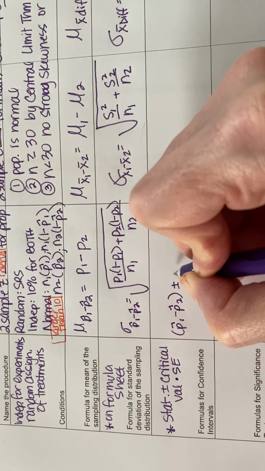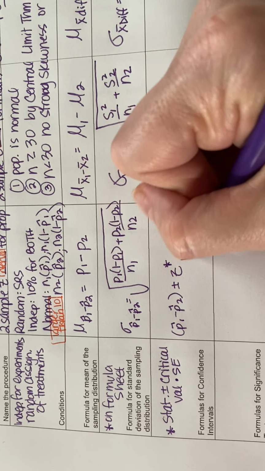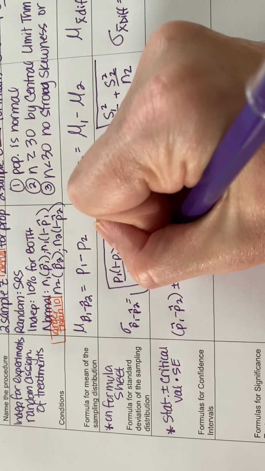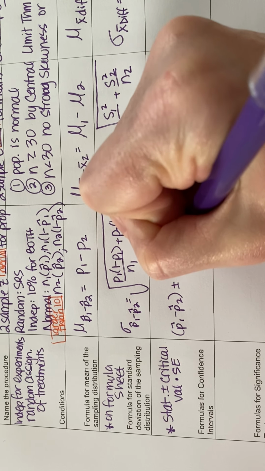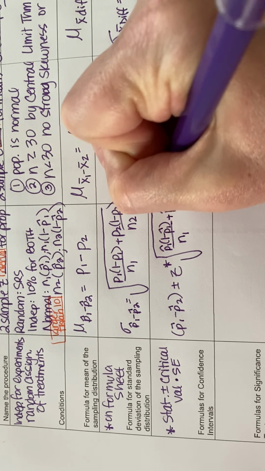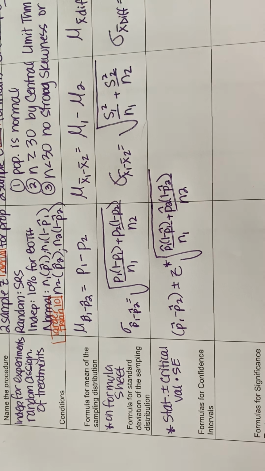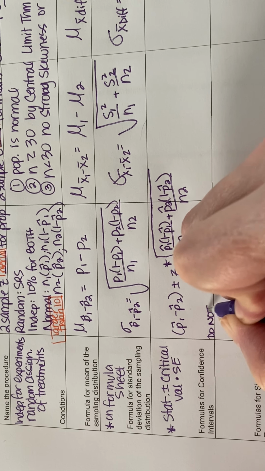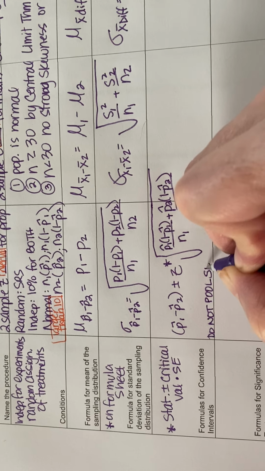2 plus or minus the critical value for proportions, which is z star. And then we do our p hat 1 times 1 minus p hat 1 over n1 plus p hat 2 times 1 minus p hat 2 over n2. Remember, we do not pool here. Do not pool. Standard error.